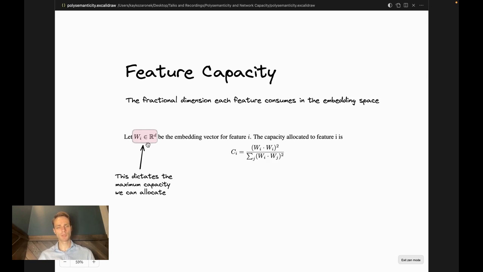Let's say we have a weight matrix that lives in R^d. Now this will be a d-dimensional vector that dictates the maximum capacity that we can allocate. Think about it this way. In a two-dimensional space, you can have a maximum of 2 orthogonal vectors, and in a three-dimensional space, for example, you can have a maximum of 3 orthogonal vectors.